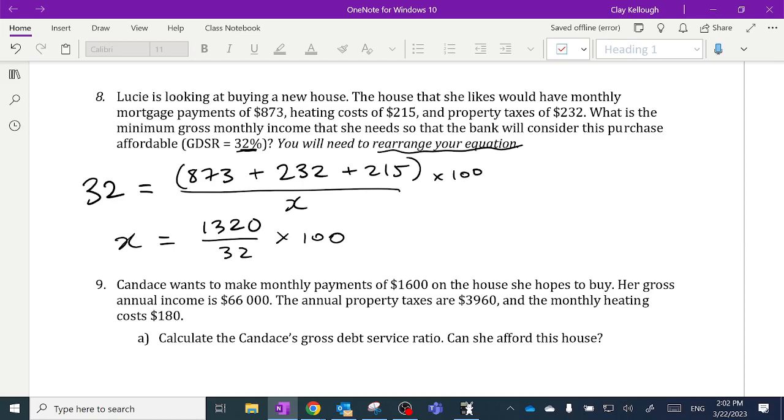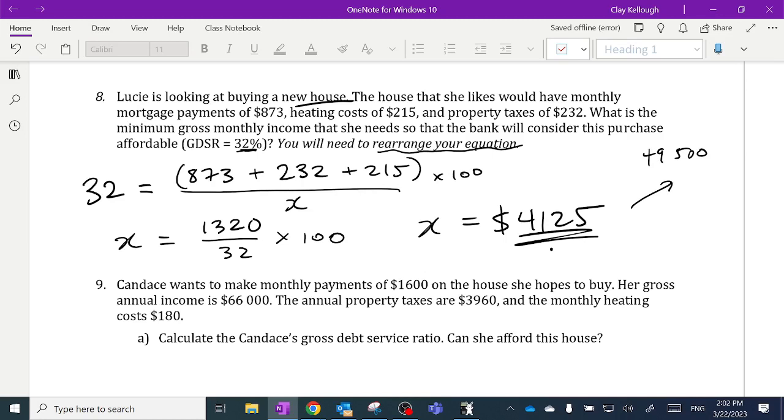So when I do that calculation, it turns out that is $4,125 a month. So if this person wants to buy that house, that's how much they have to make every month. Let's see, times that by 12. 4125 times 12. It doesn't ask this, but that's $49,500 a year.